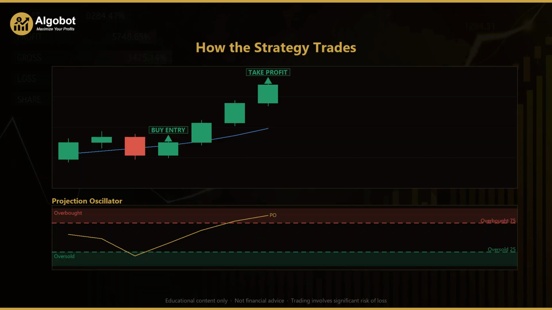On the very next candle, the fourth one, price turns back up and the oscillator crosses back above the 25 level. That upward cross, while the close is above the rising average, is the resumption signal, and you can see the buy entry marker appear right there.